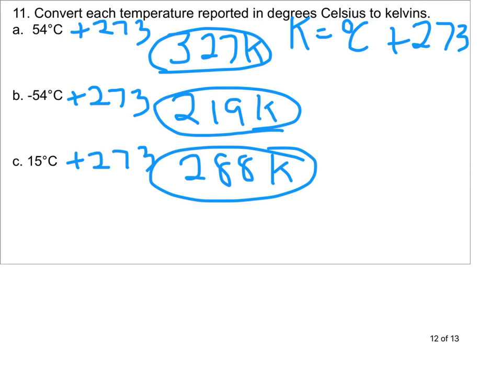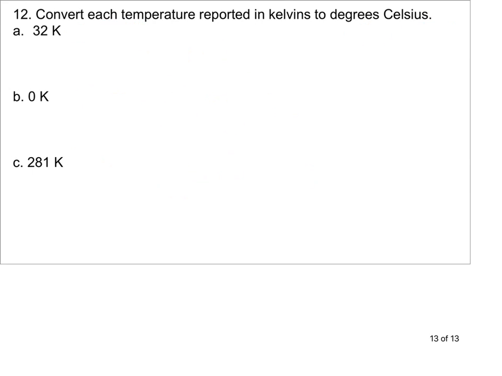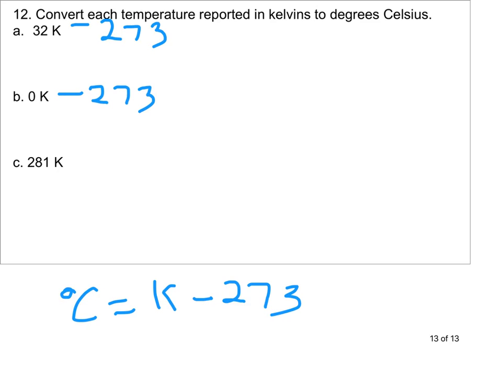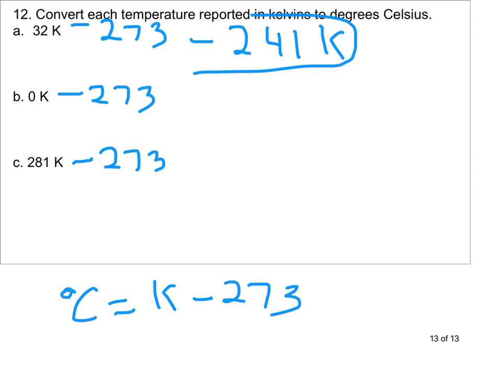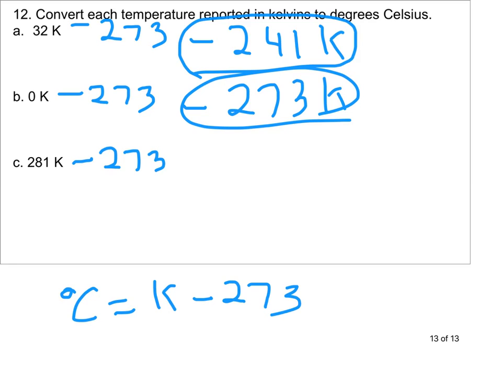Rarely will we convert with degrees Fahrenheit, but occasionally we might. And here we're trying to go from kelvins to degrees Celsius. So our base formula is degrees Celsius equals Kelvin minus 273. So that means each of these I have to subtract 273 from. And we get negative 241 °C. Remember, we do not use a degree symbol with kelvins. We've got degrees Celsius, degrees Fahrenheit, and then we've got Kelvin. 0 minus 273, nice easy one, negative 273 °C. And then 281 minus 273, and that one's just 8 °C.